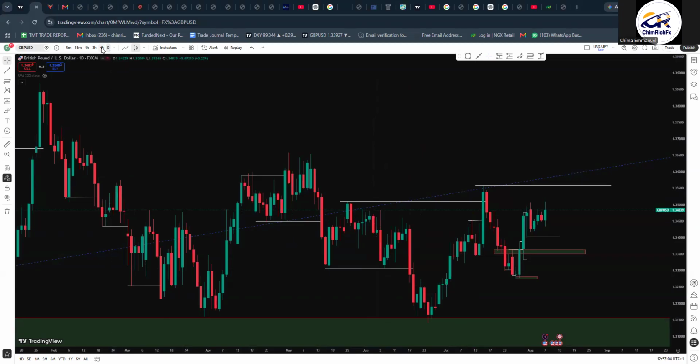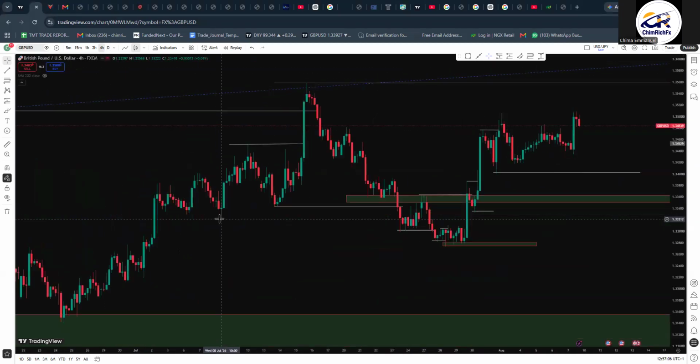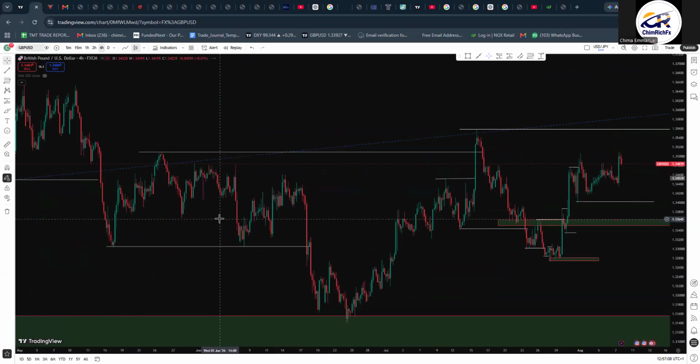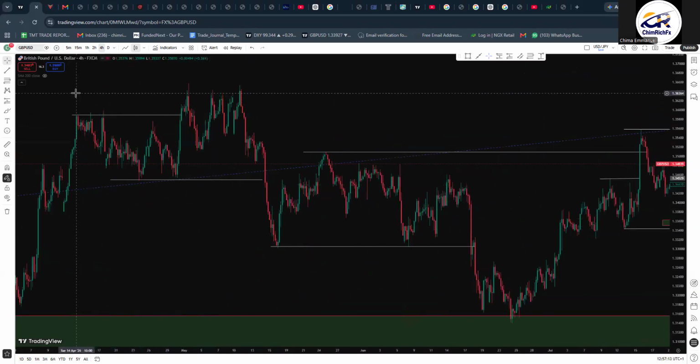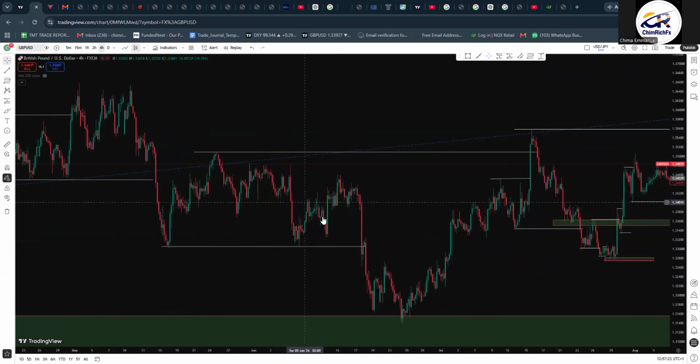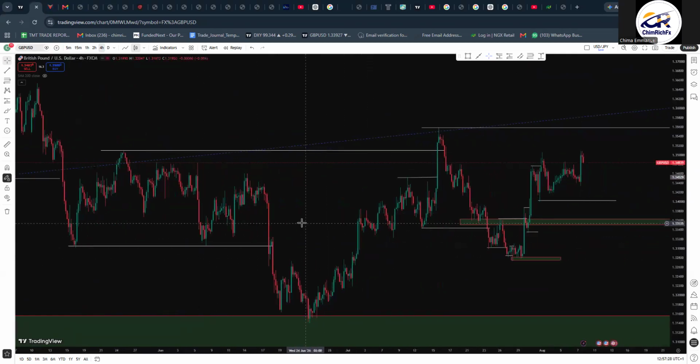Let's move to the 4 hours so we can see the structures clearer. Whatever I've explained on the daily, we still have it here. We have price changing character at this point. We have a pullback giving us another high, but a lower high. Then price broke this low, signifying to us that price is on a bearish move.